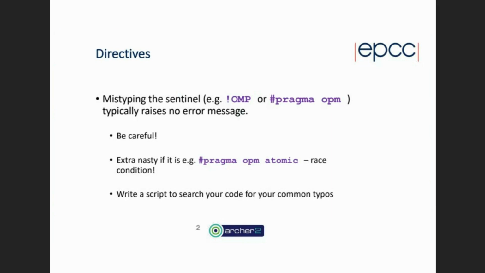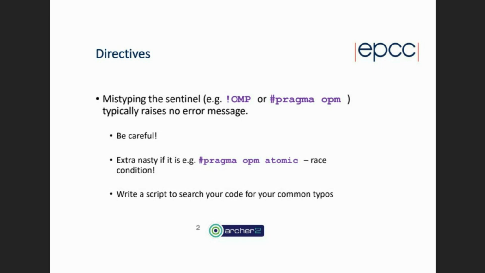So start off with directives. Depending on which compiler you're using, if you mistype the sentinel, that may not raise an error message. Some C compilers are better and will pick this one up. They will say, unrecognized pragma or something like that. But for Fortran, because anything that starts with an exclamation mark is just a comment, it will just get ignored. So you do need to be careful.